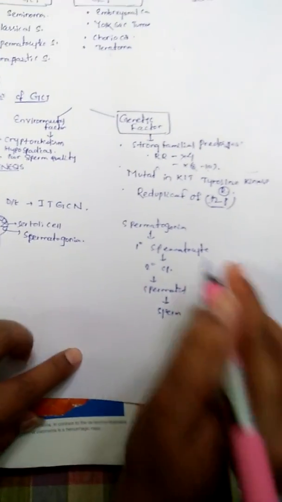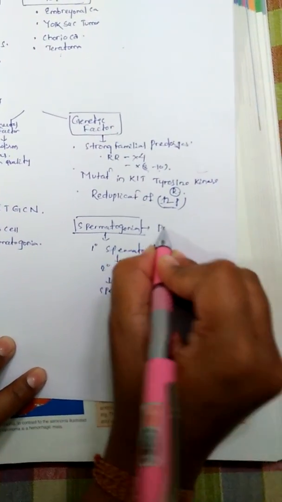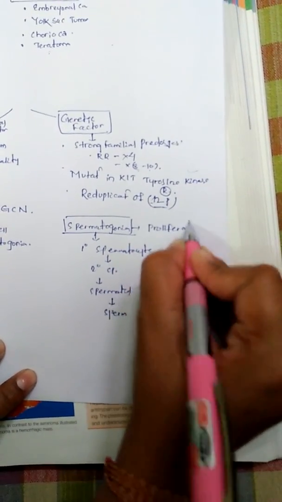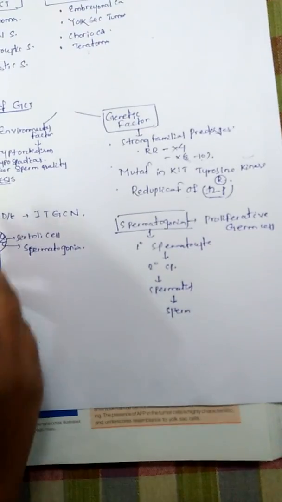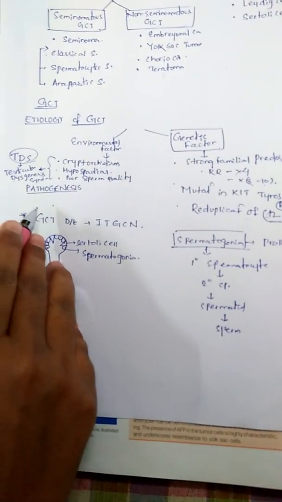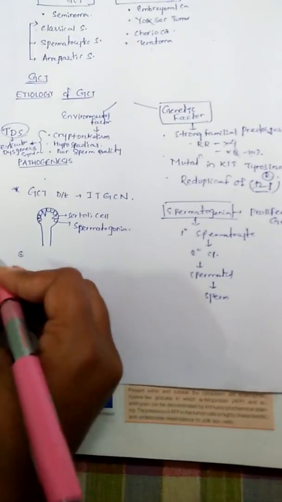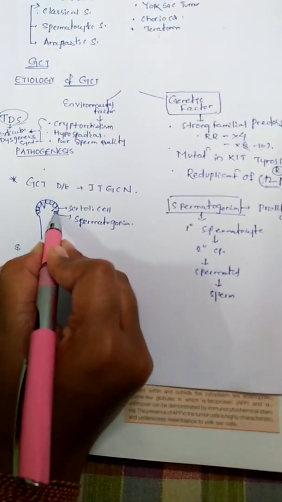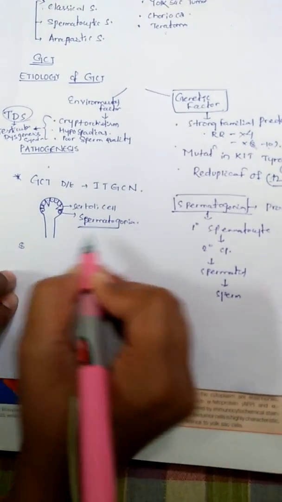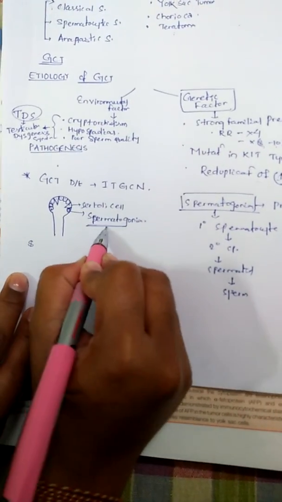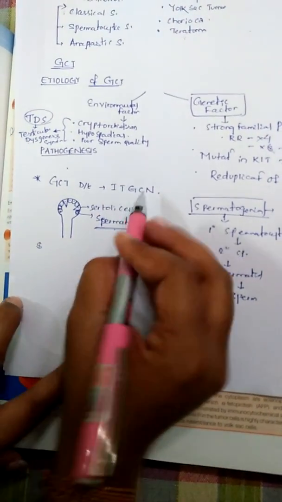Why am I telling this process here? Because just imagine what is the role of the spermatogonia. It is a proliferative germ cell, the stem cell. And we are talking about the pathogenesis of the germ cell tumor. So when there is a tumorous growth or a neoplastic change in this spermatogonia, which acts as the germ cell, this only gives rise to a germ cell tumor. Hopefully it is clear what a germ cell tumor is.